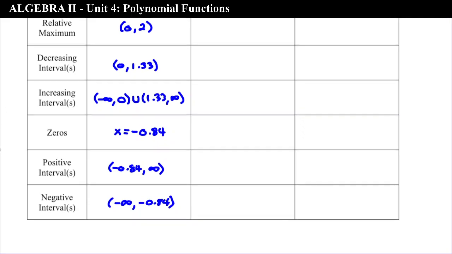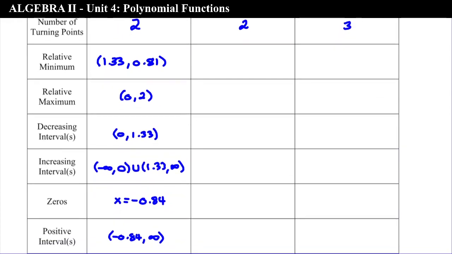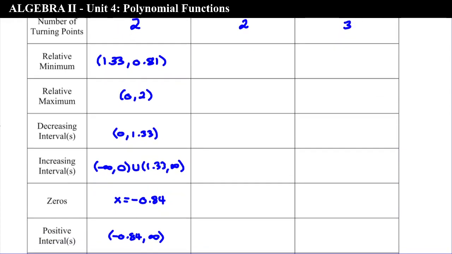Okay? I'm just going to go down the list of these other 2, and you can fill out this information as I write it in. And you can try this on your graphing calculator and see if you get the same results. So the relative minimum for the second one is at 0, negative 6. Our relative maximum is at 2.67 for our x value, and y value of 3.48.